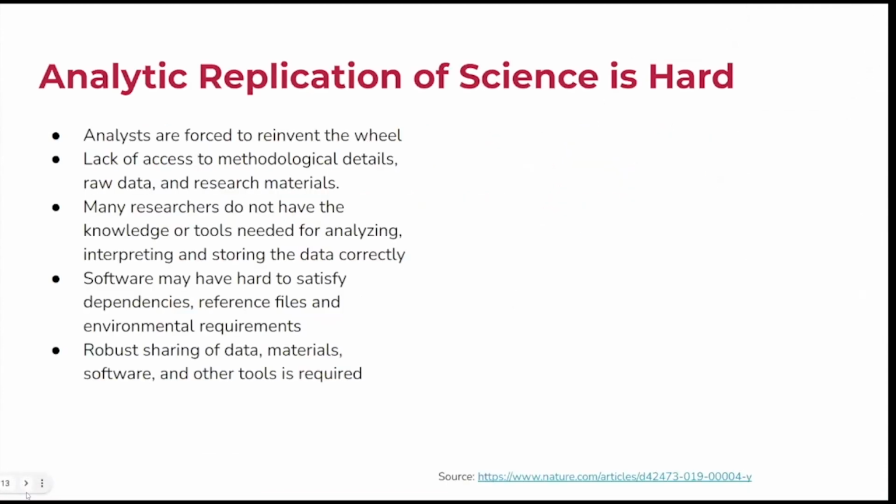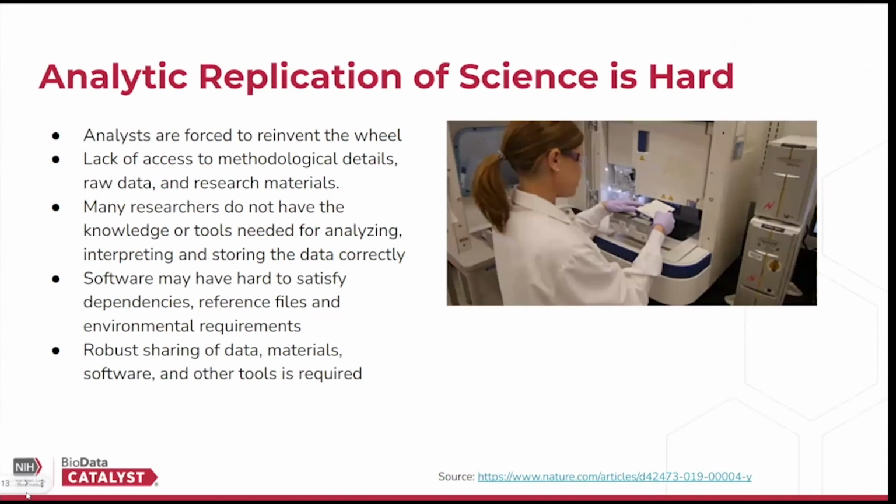I always like to start out with a motivating problem statement. As everyone knows, analytic replication of science is pretty difficult. This is putting aside all the wet lab stuff, right? Even if you're starting from the same data, sometimes reproducing the results is still difficult. And why is that? It's because a lot of times researchers are forced to reinvent the wheel.